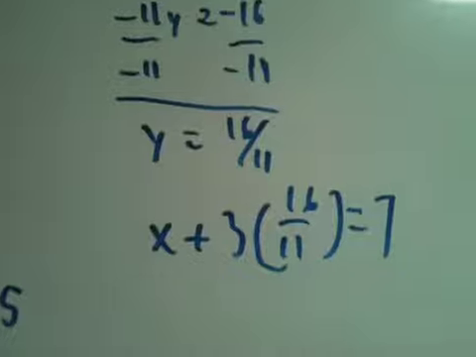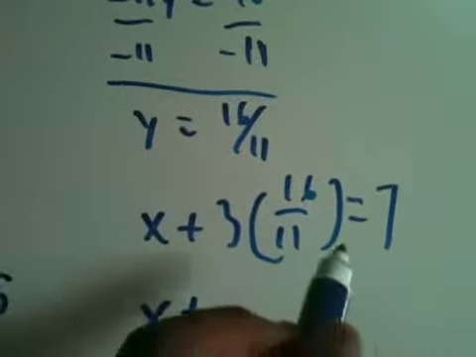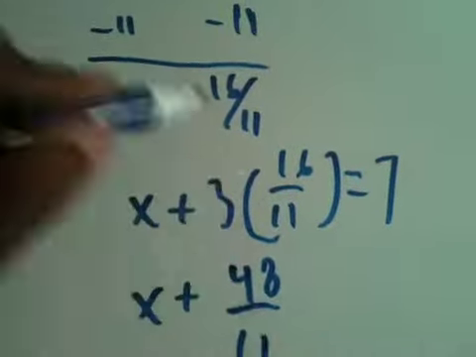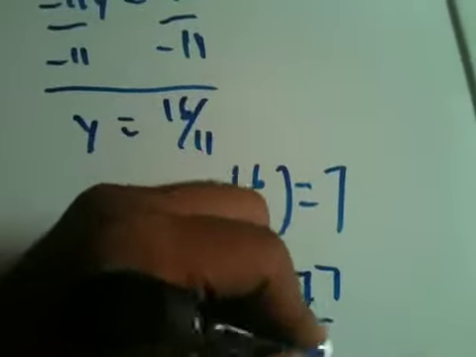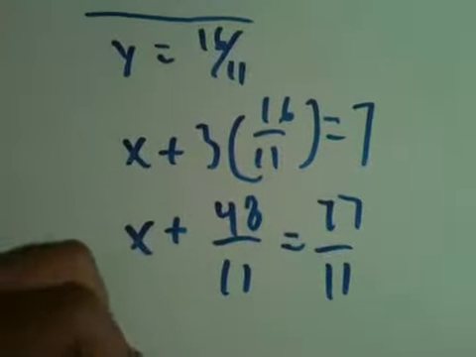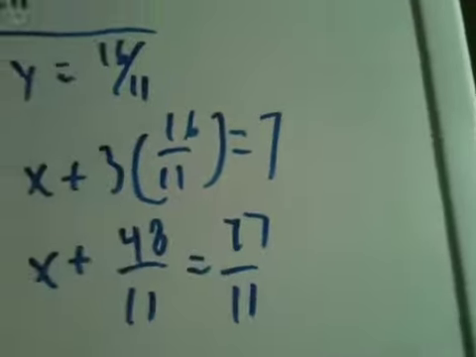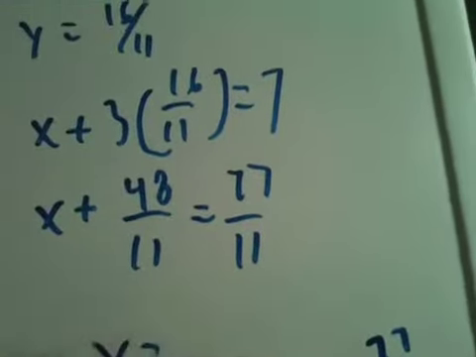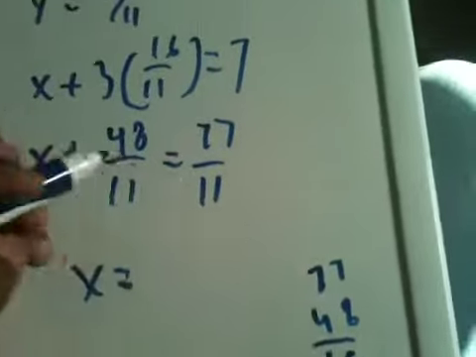And yes, I'm working with fractions. So this becomes x plus 16 times 3, that's 30 plus 18, or 48, over 11. That's equal to 7, which I'll write as 77 over 11. Now I can subtract 48 over 11 from both sides, so that means x is equal to 77 minus 48, that's 29 over 11.